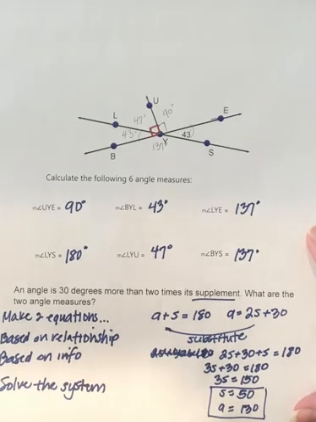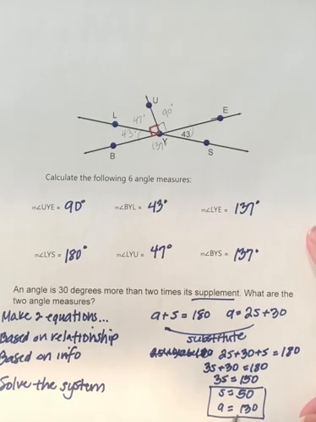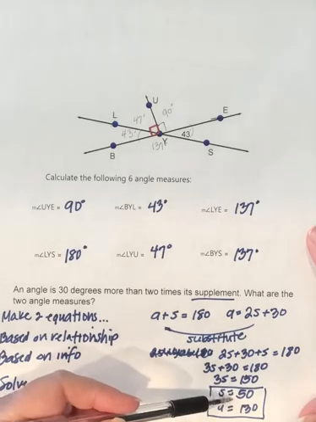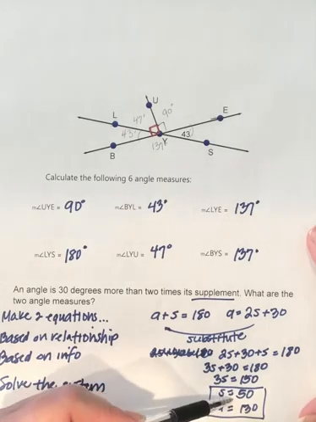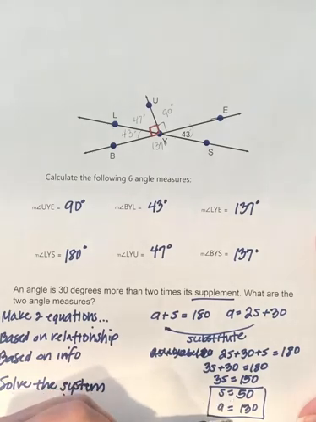And then I just check it again. Well, 130 plus 50 is 180, so at least I have the supplement part. And then the angle is 30 degrees more than 2 times the supplement. Well, 2 times 50 is 100, and then 100 plus 30 is 130. So it again met both conditions.